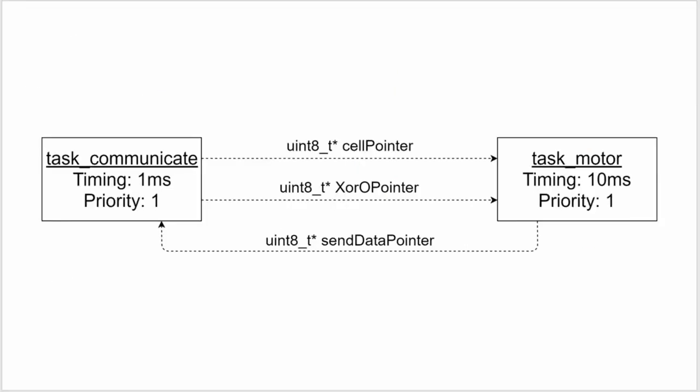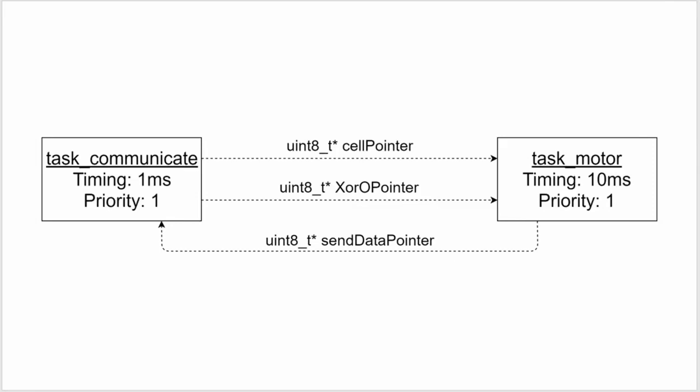Next, I'd like to take a closer look at the program that runs on the microcontroller. So here is the task diagram. It is extremely simple. There are only 2 tasks, task communicate and task motor. Task communicate runs at a slightly tighter timing of 1 millisecond, while task motor runs at 10 milliseconds, just because the motors themselves do not need to be updated as quickly.